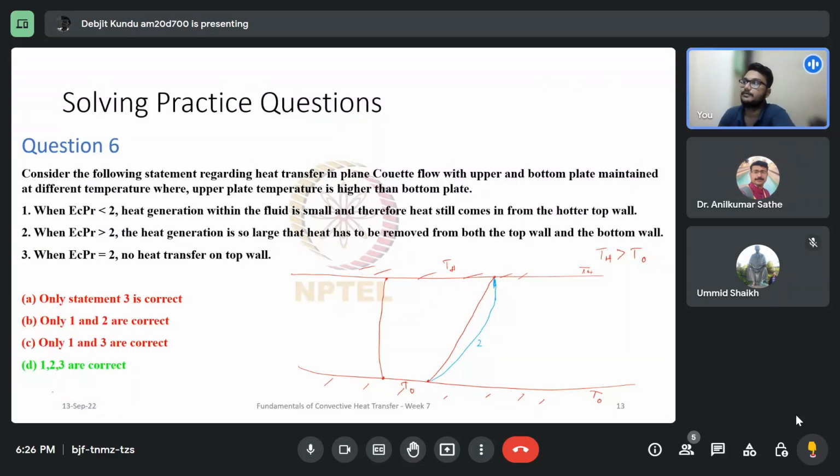If the Brinkman number is greater than 2, then we know that a high Brinkman number means dissipation is very high. That means the fluid itself gets much hotter than both the walls, due to dissipation. So both TH and T0 are lesser than the maximum temperature which occurs within the fluid. So heat gets transferred from the fluid to both the walls. The temperature profile would look something like this, with the maxima in between. This is for Brinkman number greater than 2.